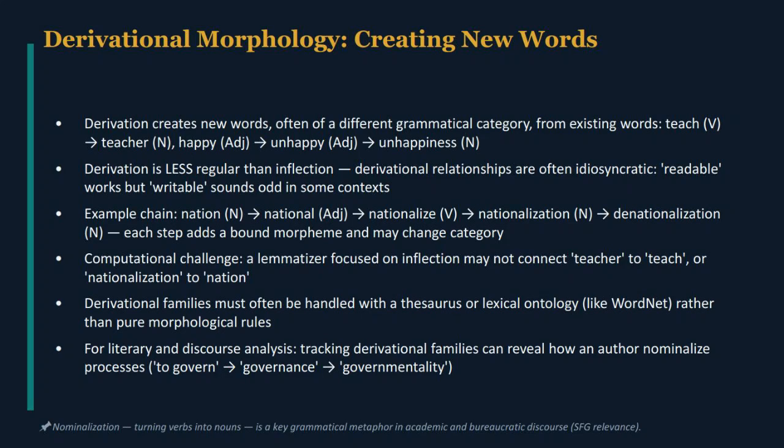Derivational morphology, on the other hand, creates new words, often of a different grammatical category from the existing words. Teach becomes teacher, a verb becomes a noun. Happy becomes unhappy, an adjective is negated by a prefix. Nation becomes national, and it can also become nationalize, and nationalization. So derivation is less regular than inflection and harder to handle computationally because derivational relationships are often idiosyncratic.